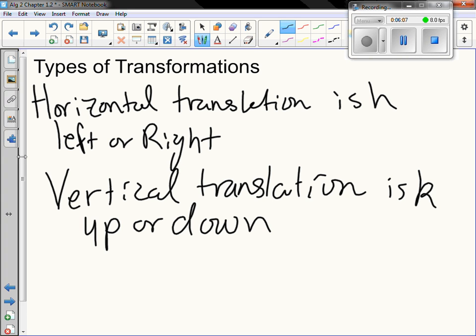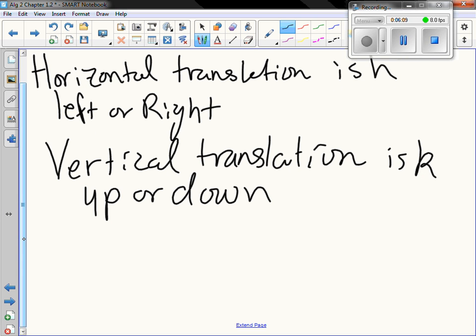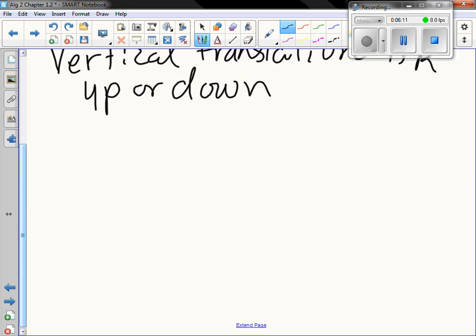Anybody remember what another one we went over? Reflections, yes.